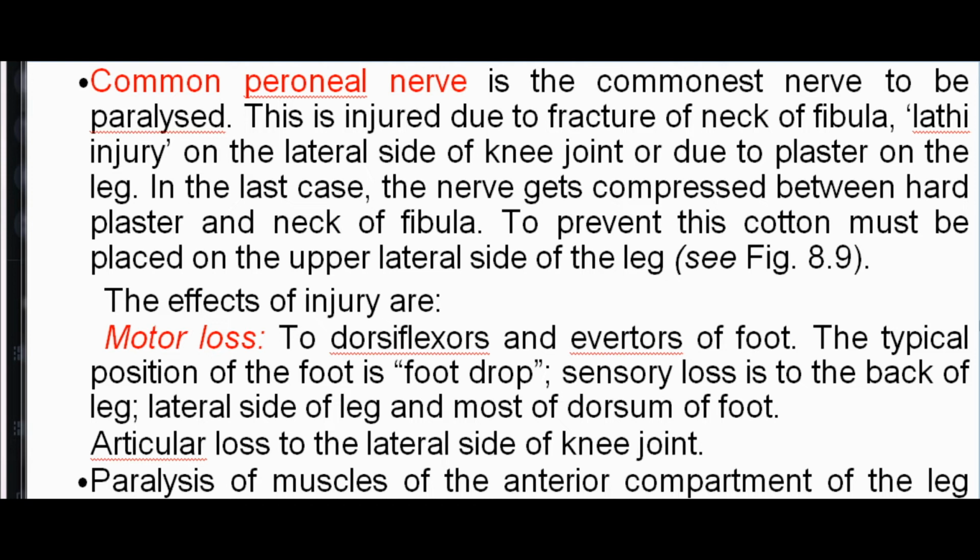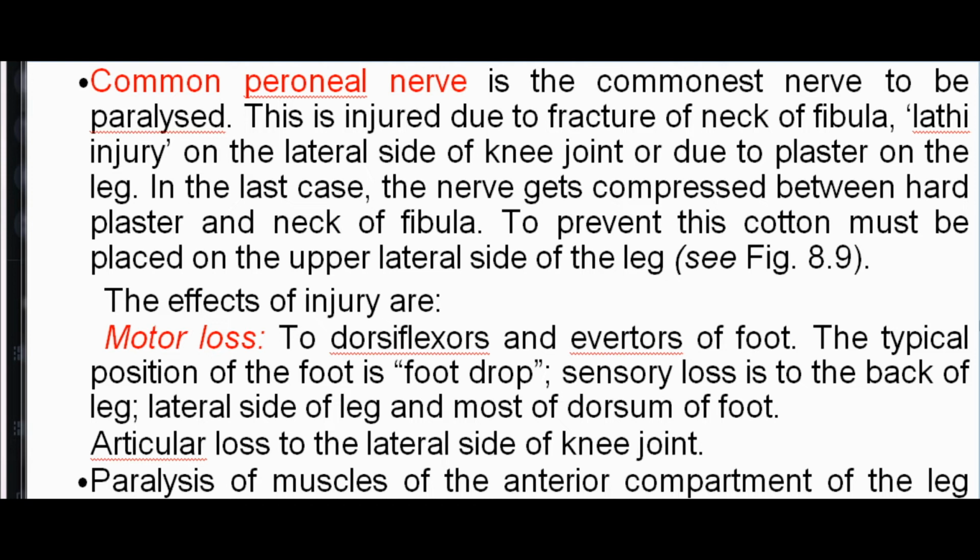The effects of injury are: motor loss to dorsiflexors and evertors of the foot. The typical position of the foot is foot drop. Sensory loss is to the back of the leg, lateral side of the leg and most of the dorsum of the foot. Articular loss is to the lateral side of the knee joint.